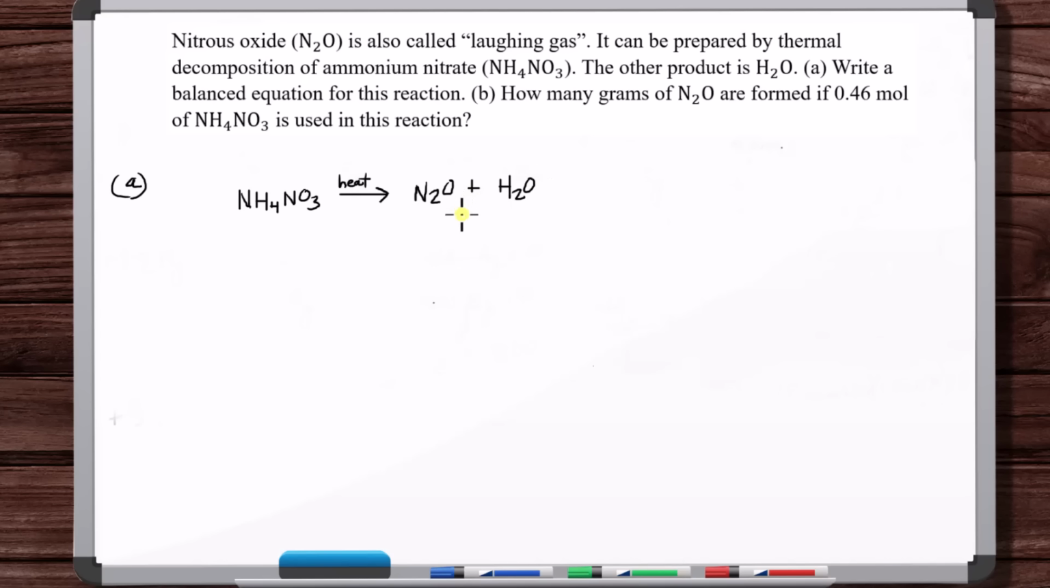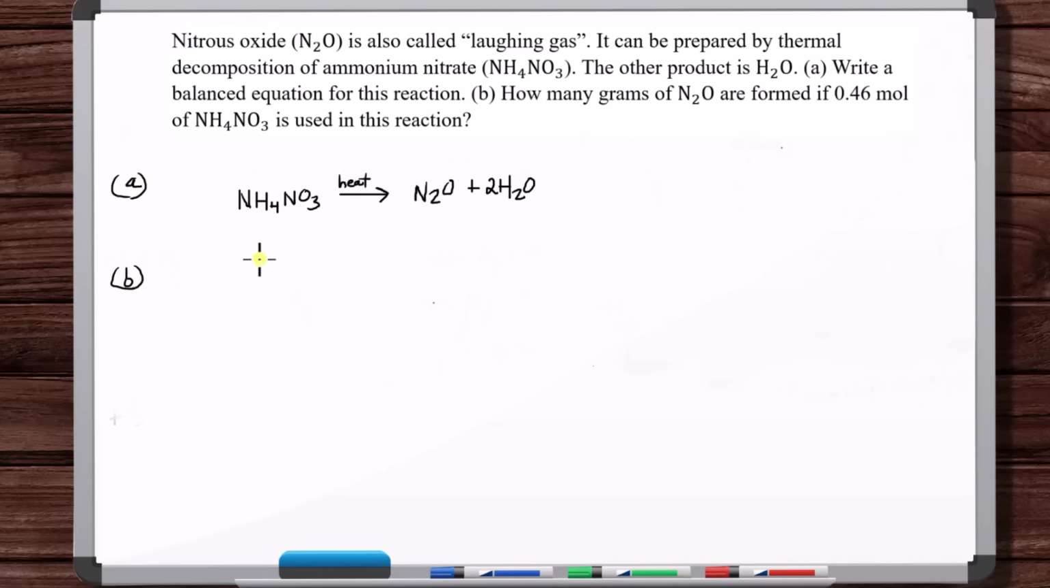Are we missing anything, like an H? That looks like it's it. Okay, so now we need to balance this. N2, we already had two nitrogens, so good. For H, we need a 2 here. So we've got two nitrogens on the left and the right, 4 hydrogens on the left and the right, and 3 oxygens on the left and the right. Okay, there we go. That's part A.